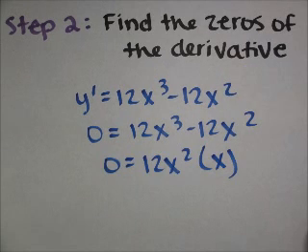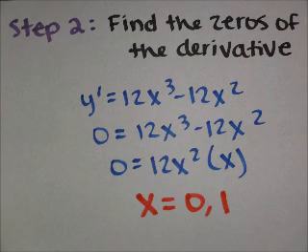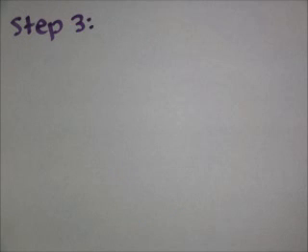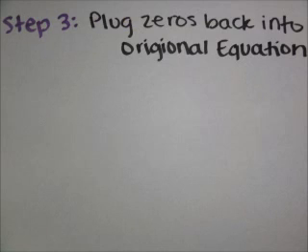Now that you have the zeros of the derivative of your function, you can plug them back into your original equation, along with your domains, or your interval, to find the y values of your extreme values. The zeros that you found give you the x values for your extremes.